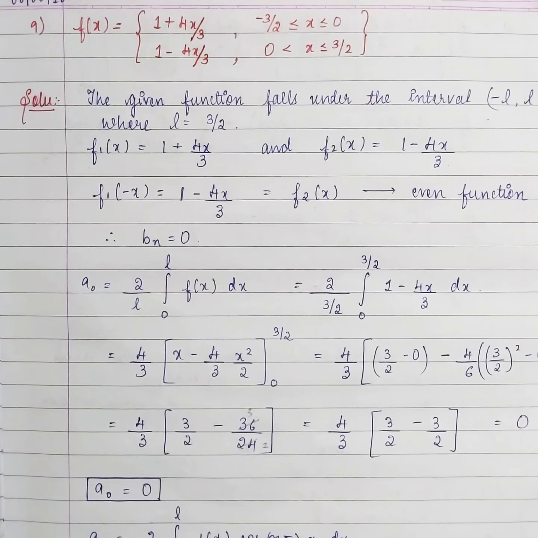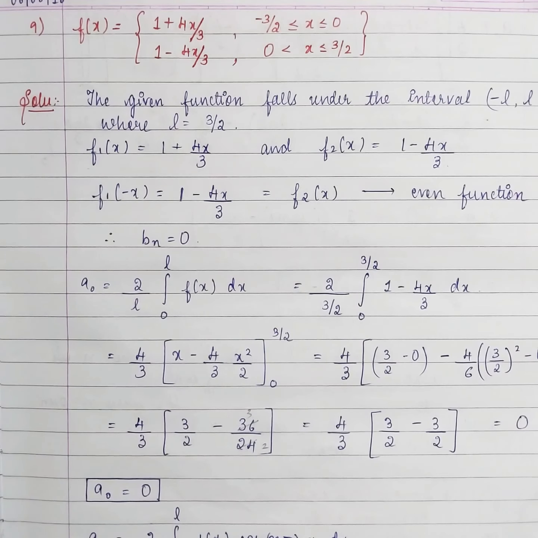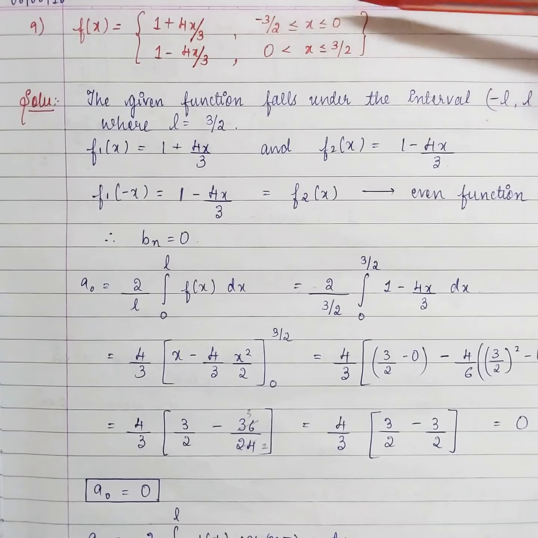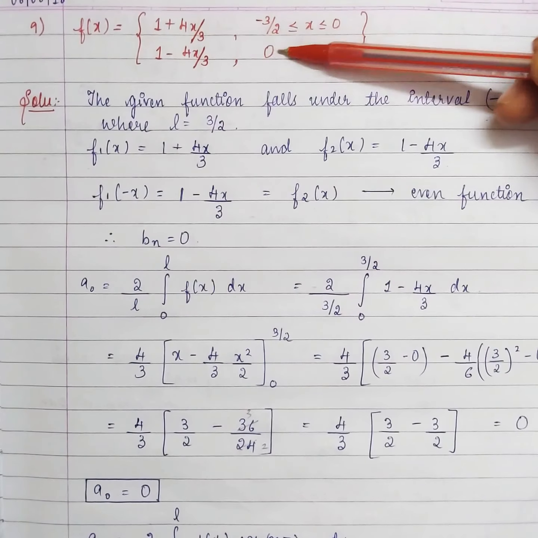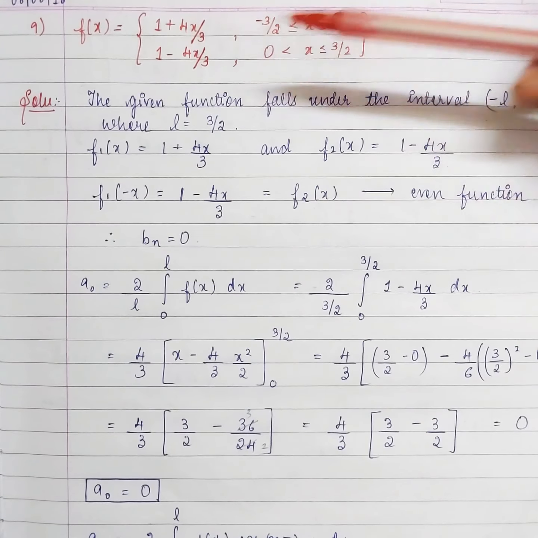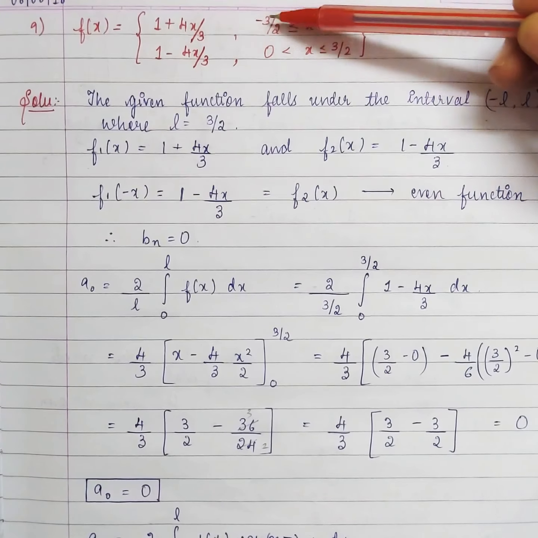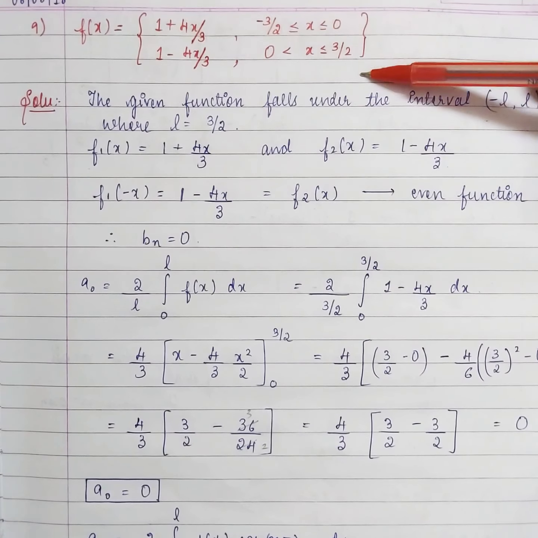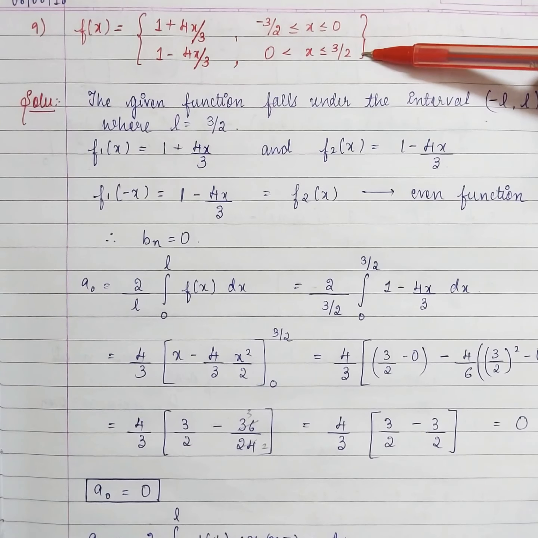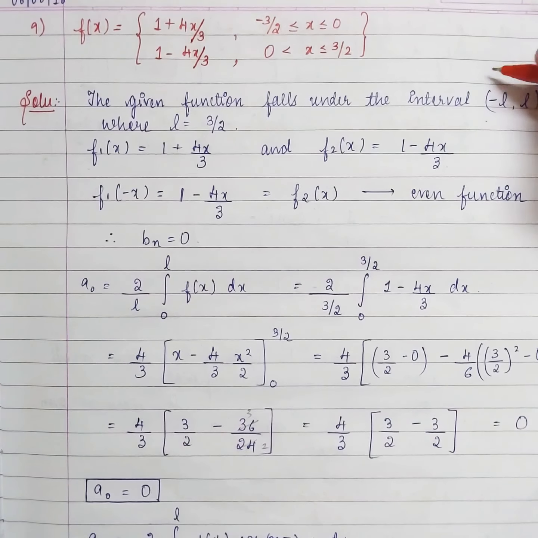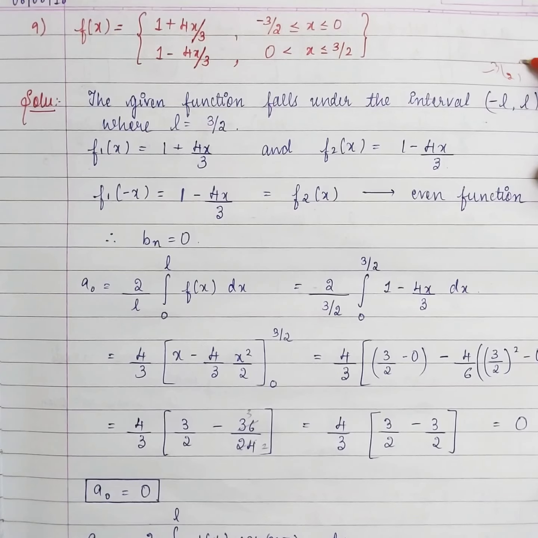And here comes another problem, and you can see obviously it's an arbitrary function. Of course this is also in the interval minus L comma L, but it's a discontinuous function because from minus 3 by 2 to 0 we have this function, and 0 to 3 by 2 we have another function. But to find L, what we'll do, we'll write the first value and the last value and we'll check. What is the first value? Minus 3 by 2. What's the last value in the interval? 3 by 2. So we are going to compare minus 3 by 2 comma 3 by 2 with minus L comma L.